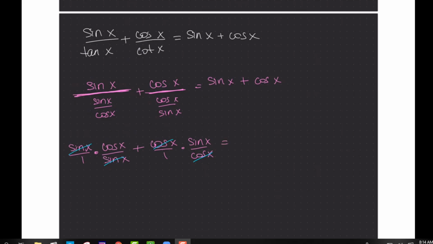Oops, I forgot to write my right side. How many of you guys forget to write the right side when you're doing these? So out of this guy, what am I left with? Cosine. Here I'm left with sine x equals sine x plus cosine x. Are those babies equal? Yeah, yep. So if you want to be fancy, you can rewrite it to match up perfectly, but you don't have to.